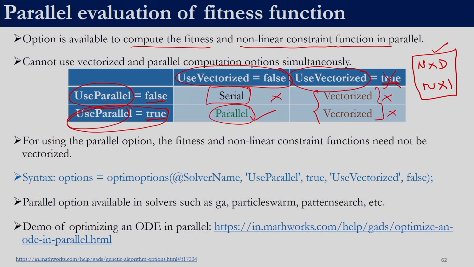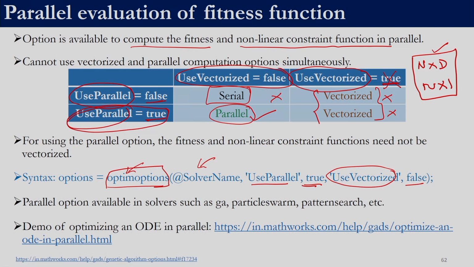For using parallel computing, we need to go through optimoptions, which we have previously seen. optimoptions is an inbuilt function of MATLAB. Whatever solver we are working with, let us say GA, particle swarm, or pattern search, we need to give the name of the solver, then use the keyword UseParallel and set its value to true, and set UseVectorized to false. In this case it will use the parallel computing feature.